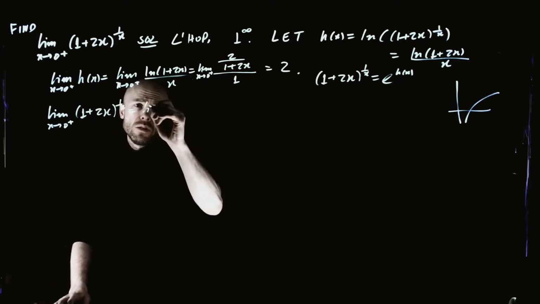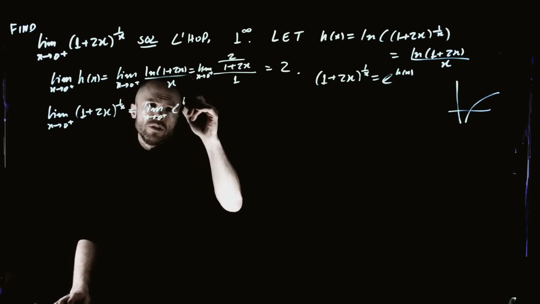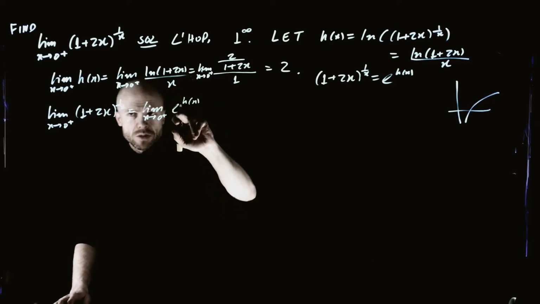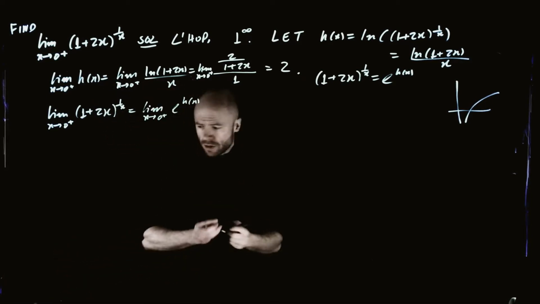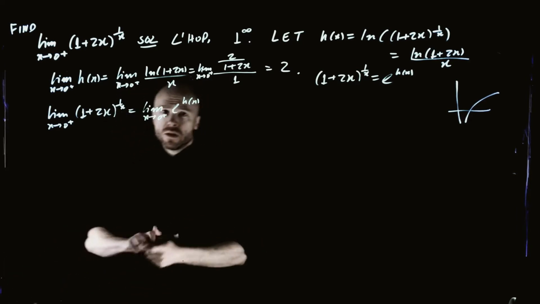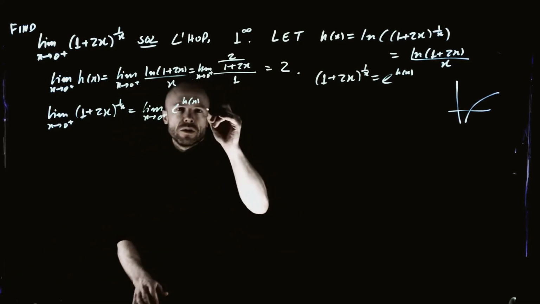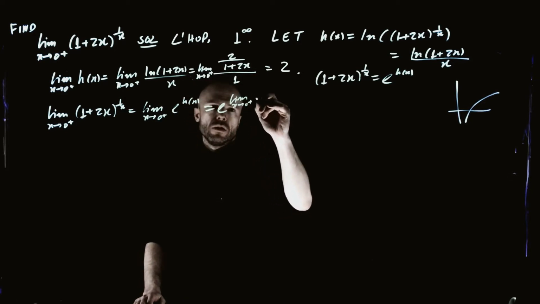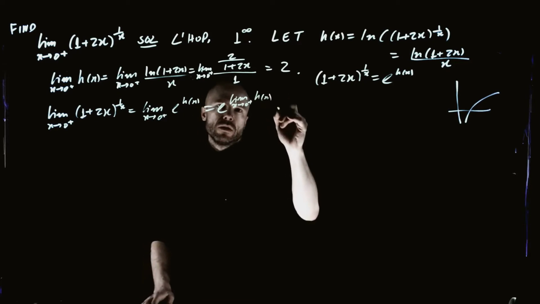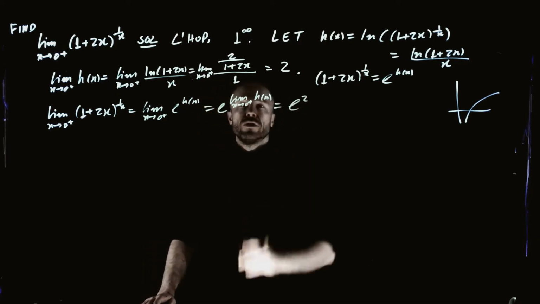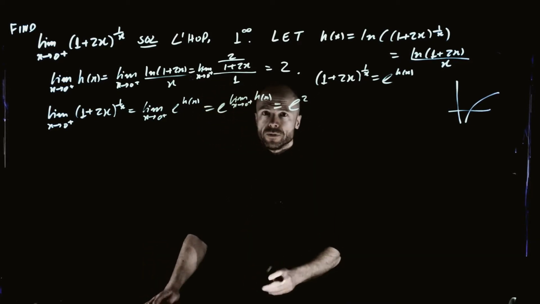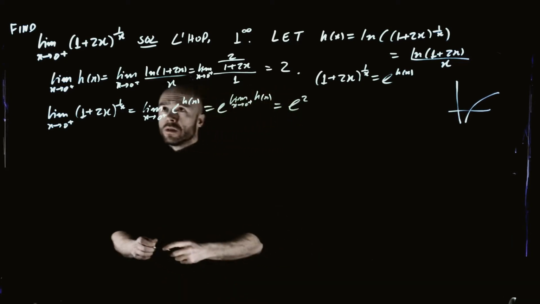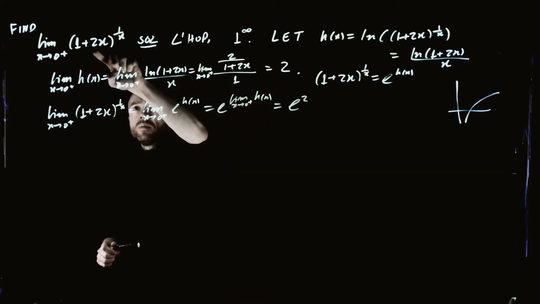So this is equal to the limit as x tends to 0 plus of e to the h of x. And because e is continuous, we can pass the limit through the function and talk about e of the limit as x tends to 0 plus of h of x. And we've learned that is just e to the 2. And that's our answer. Okay? So the moral is, we see something like this.